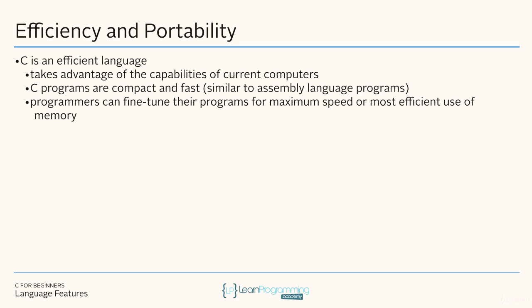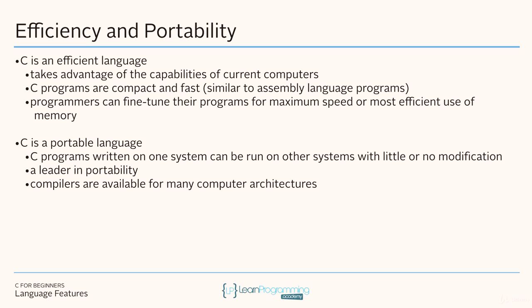That's an efficiency. Programmers can fine-tune their programs to make them even more efficient because it is such a low-level language. They can use memory more efficiently. You can't do things like this in Java. Java has its own garbage collector and you can't manipulate the memory to be more efficient. So C is an efficient language. And it's a portable language.